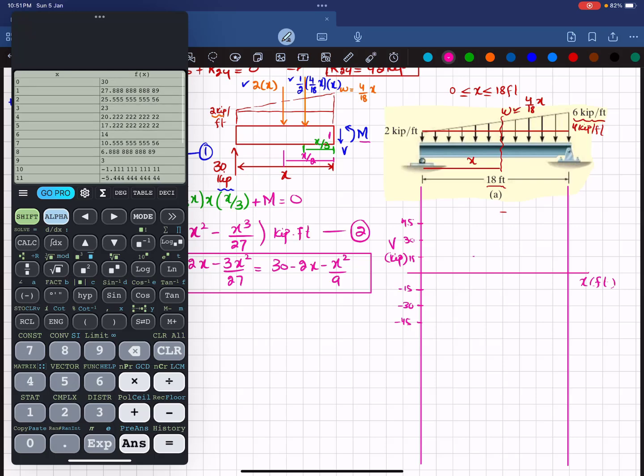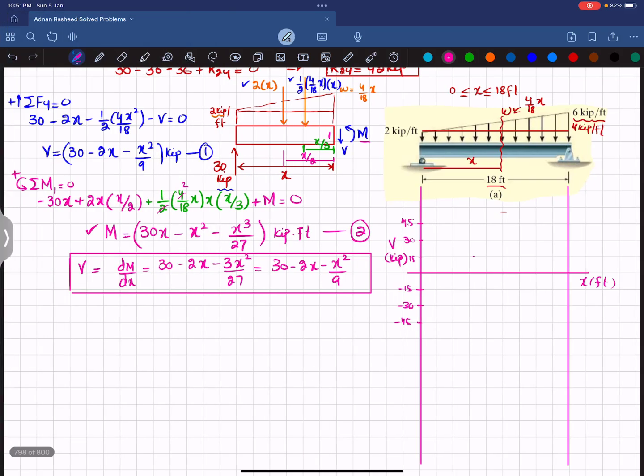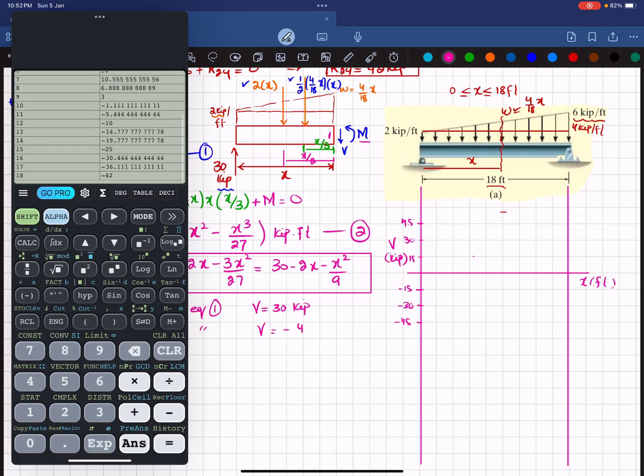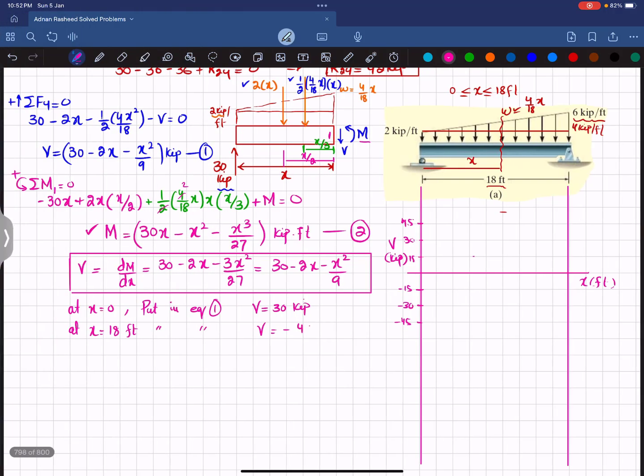So at x equal to 0, putting in equation 1, we will get V equal to 30 kips. And at x equal to 18 feet, putting in equation number 1, we get V equal to, let me check it, minus 42 kips. Okay, so for plotting, first we will plot at x equal to 0.